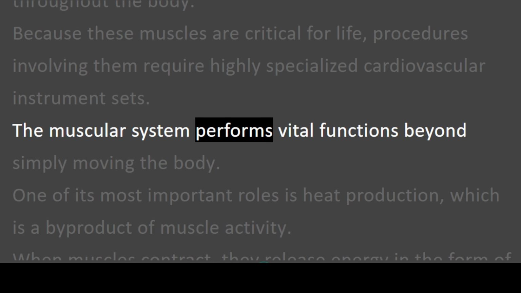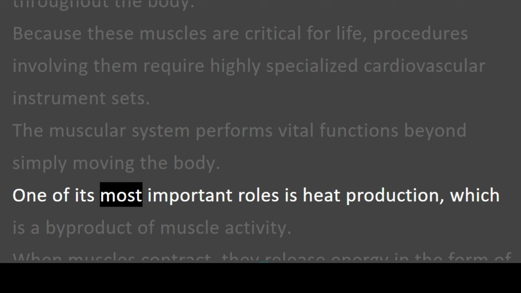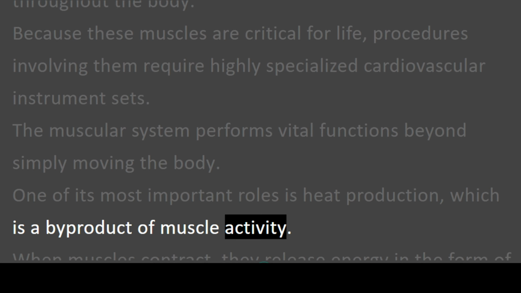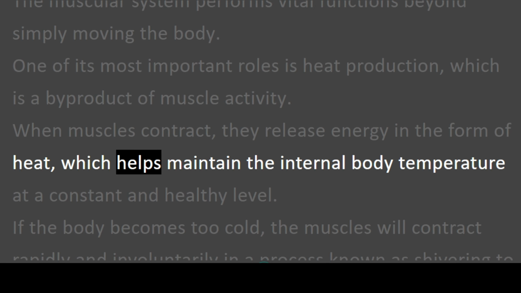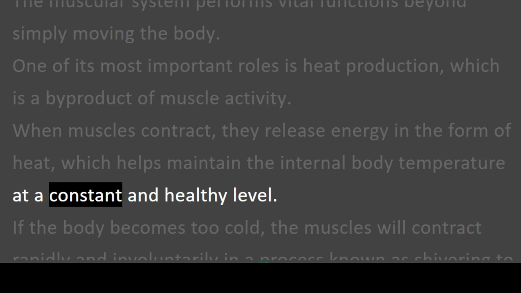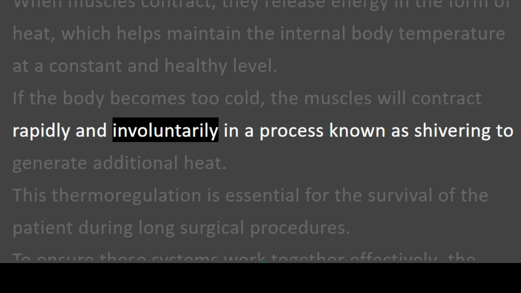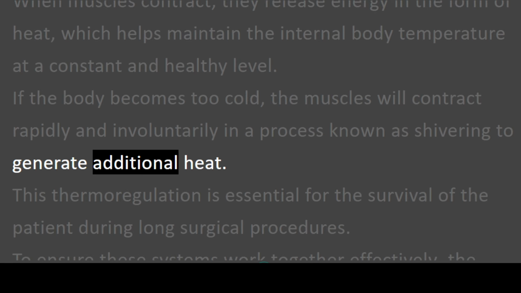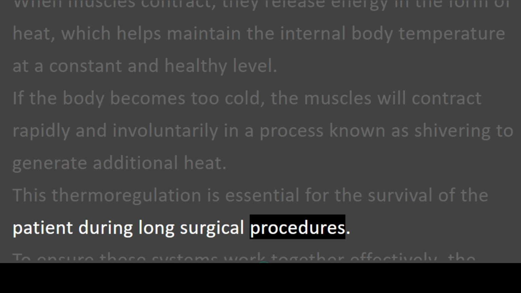The muscular system performs vital functions beyond simply moving the body. One of its most important roles is heat production, which is a byproduct of muscle activity. When muscles contract, they release energy in the form of heat, which helps maintain the internal body temperature at a constant and healthy level. If the body becomes too cold, the muscles will contract rapidly and involuntarily in a process known as shivering to generate additional heat. This thermoregulation is essential for the survival of the patient during long surgical procedures.